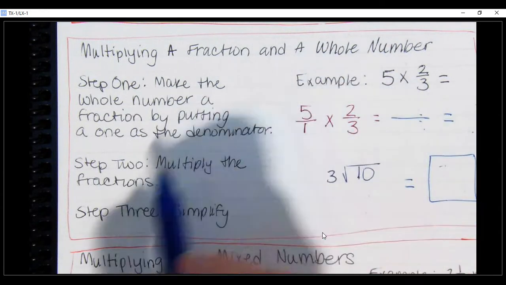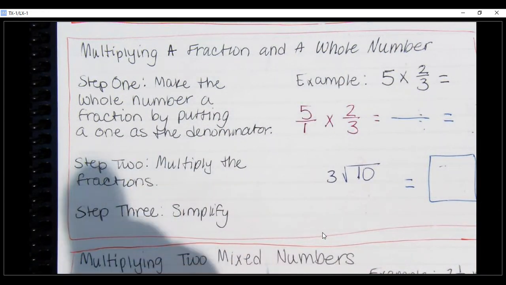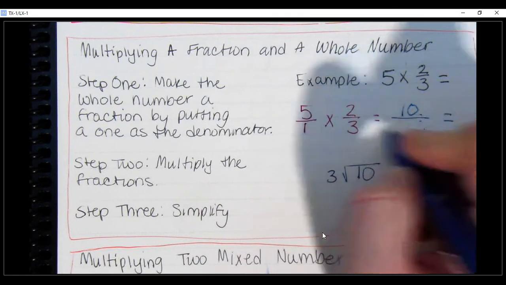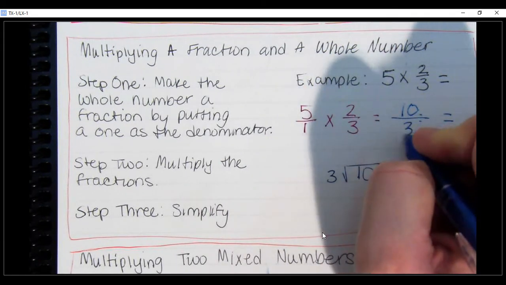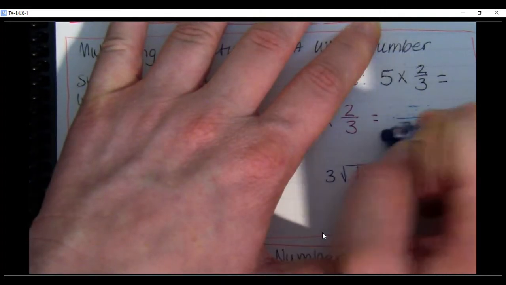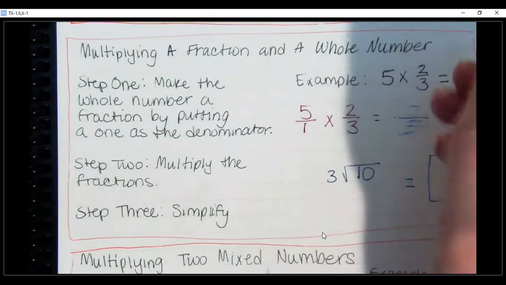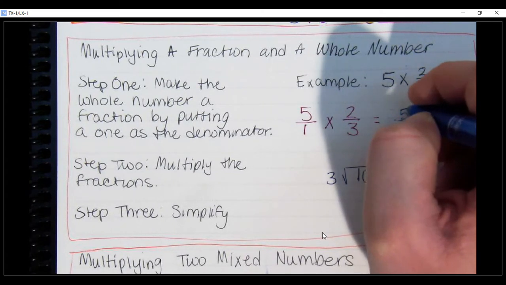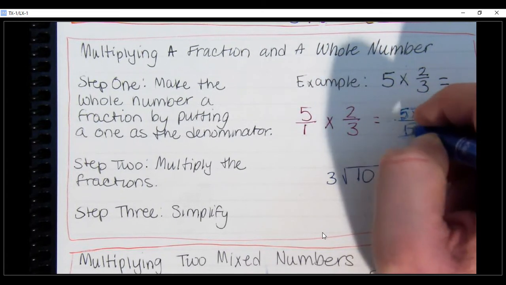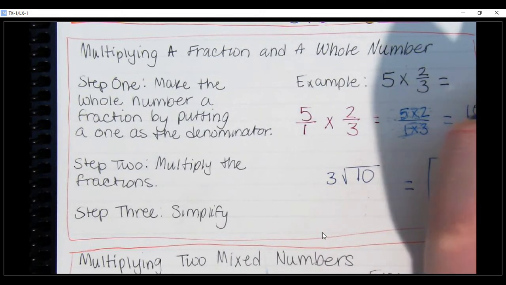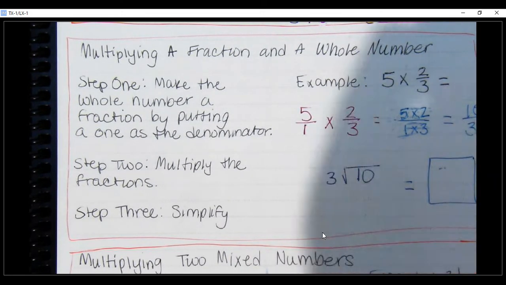So same process, we're going to do step 2, which is to multiply the fractions. 5 times 2 is 10, and 1 times 3 is 3. Let me write that out in a little better way for you. Here we are. So we did 5 times 2 up at the top here, and 1 times 3 down here, to get us our answer that I should put over here of 10/3.